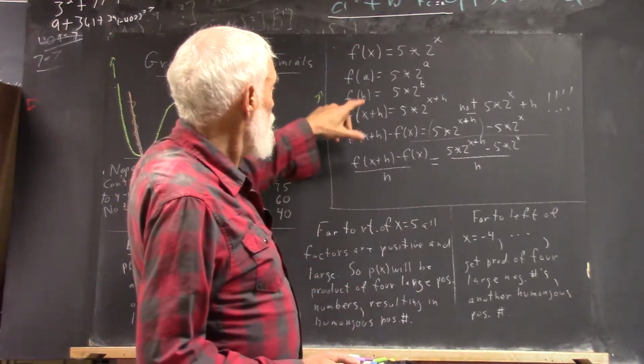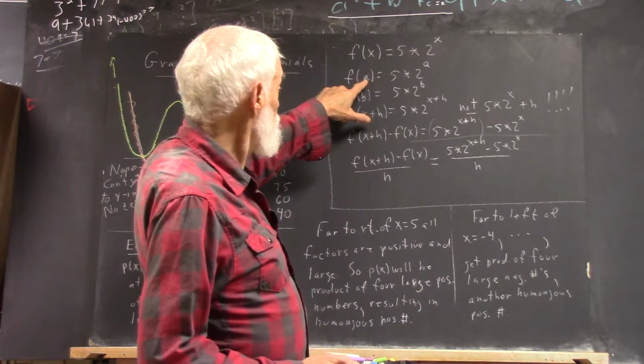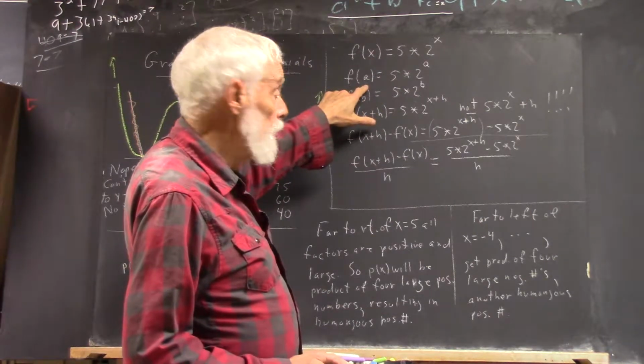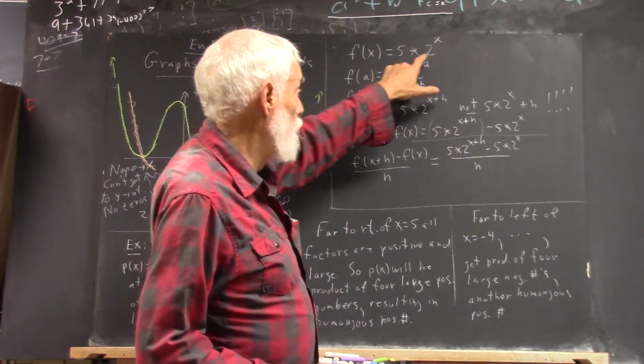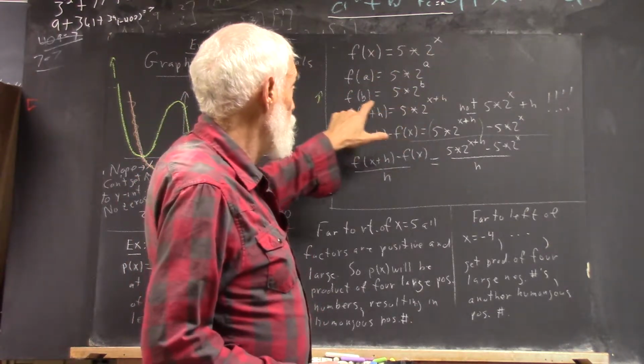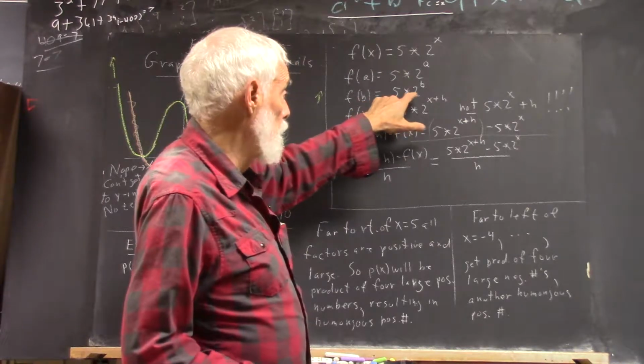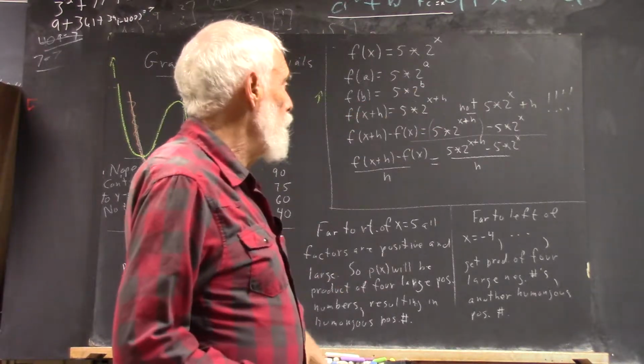So f of a is what we get when we replace x by a. So we replace x by a, and we get just 5 times 2 to the a. And of course, f of b similarly will equal 5 times 2 to the b. Now, f of x plus h.